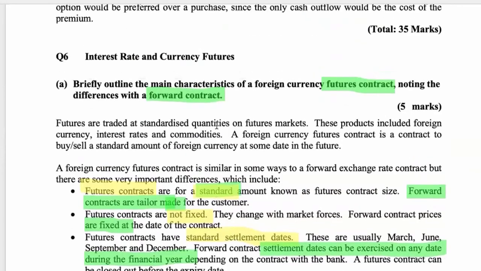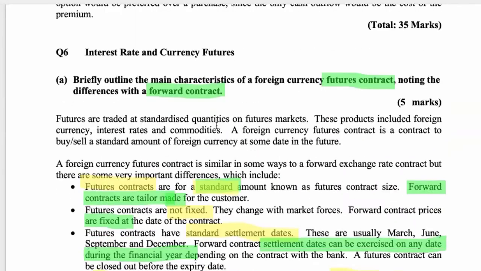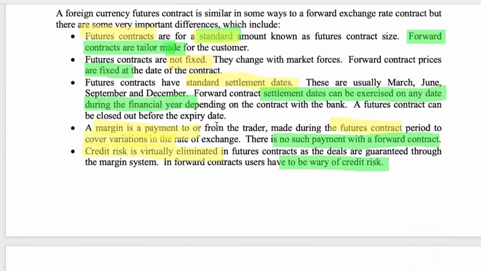They don't have to be exact. You don't have to know prices. You don't have to know contract sizes. You can make them up, or you can just be generic and just say contract size.